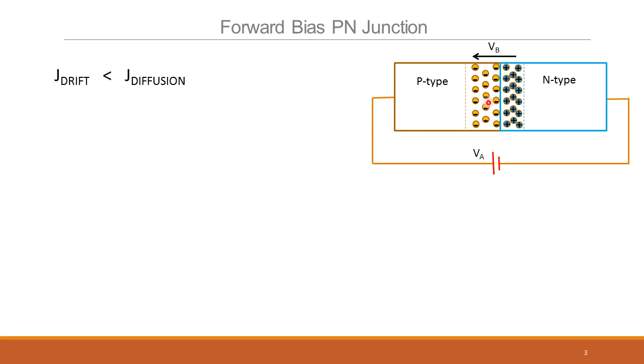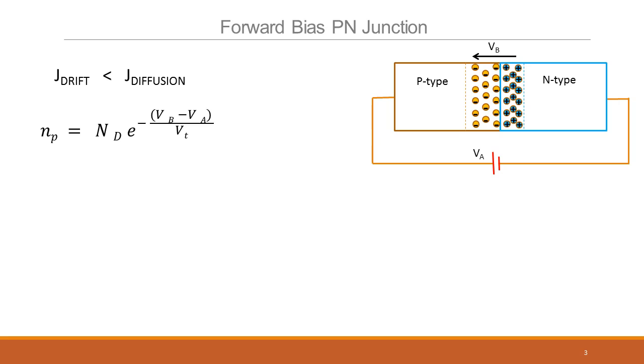Because now we have applied a positive voltage in opposition to the built-in voltage, you can see that the VA is in the opposite direction of VB. J drift becomes less than J diffusion because the E field actually reduces. The inbuilt E field is now being opposed by an external E field. Hence, J drift actually reduces relative to the diffusion current, which means the current has to flow.